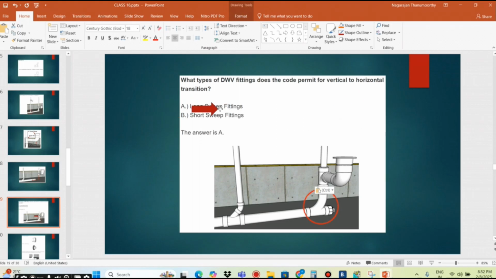Fine. So here the question: what type of drainage fittings does the code permit for vertical to horizontal transition, long sweep fittings or short sweep fittings? The answer is A, because we cannot use the short sweep. The short sweep means, what I'm telling, the radius. Short sweep is not acceptable. We have to use the long sweep fittings.